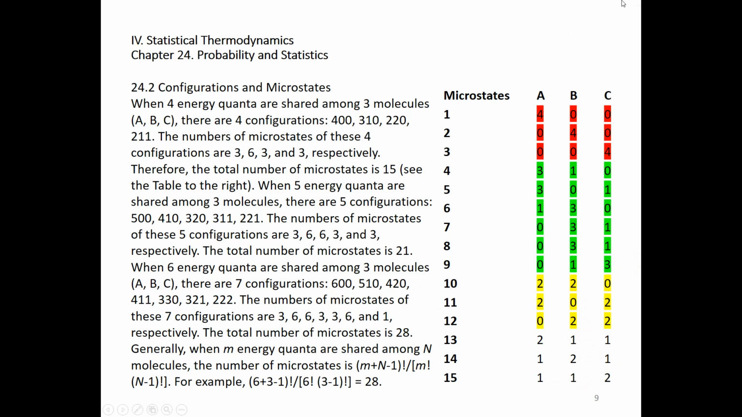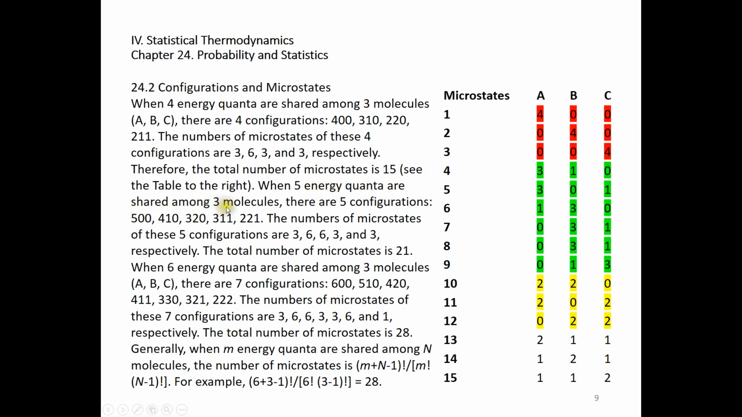And over here are also 3 permutations that correspond to 2 molecules, each getting 1 energy quantum. So we have a total of 15 microstates. We have only 4 configurations, however. They correspond to 400, 310, 220, and 211. By ignoring all those permutations, when you have 310, there are 6 permutations, but only 1 combination. The numbers of microstates of these 4 different configurations are 3, 6, 3, and 3. We sum it up, we get 15.